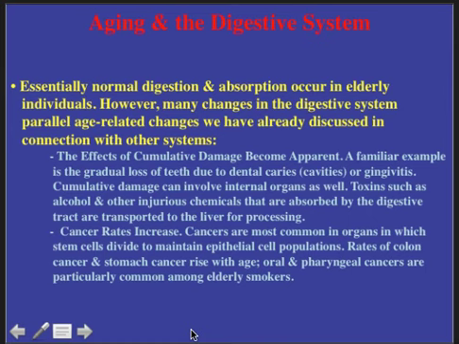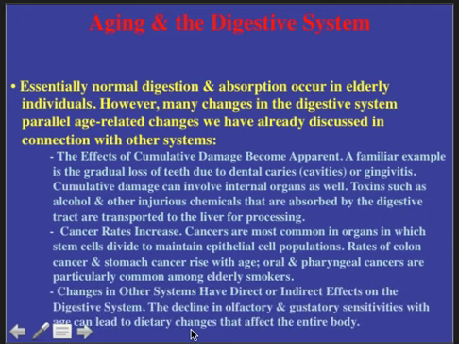The reason for this is that every cell division represents a possibility for a change in the DNA which could produce a cancer cell. Rates of colon cancer and stomach cancer rise with age. Oral and pharyngeal cancers are particularly common among elderly smokers. There are also changes in other systems that have indirect effects on the GI. The decline in olfactory and gustatory sensitivity can lead to dietary changes, and this can affect the entire body.